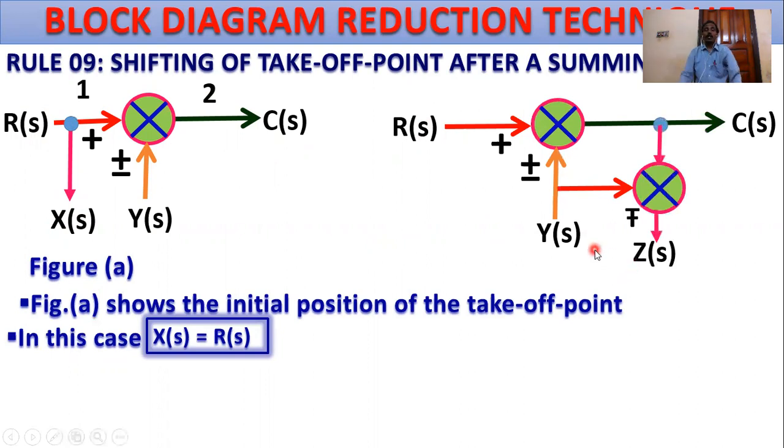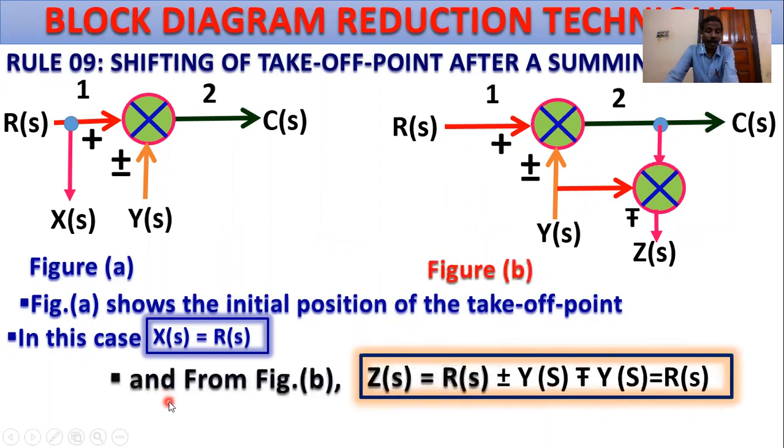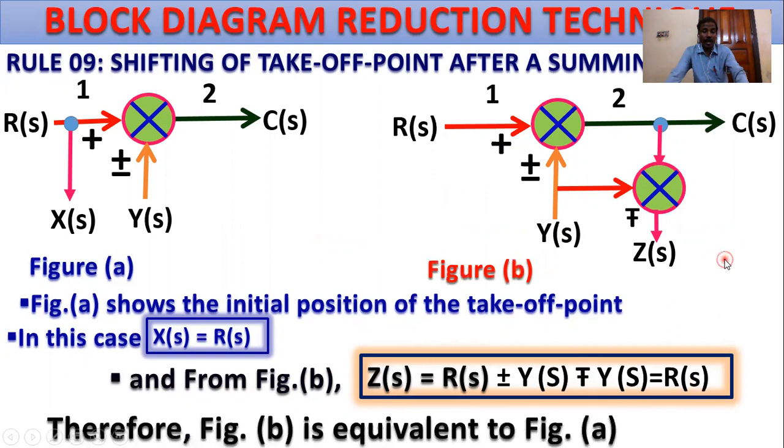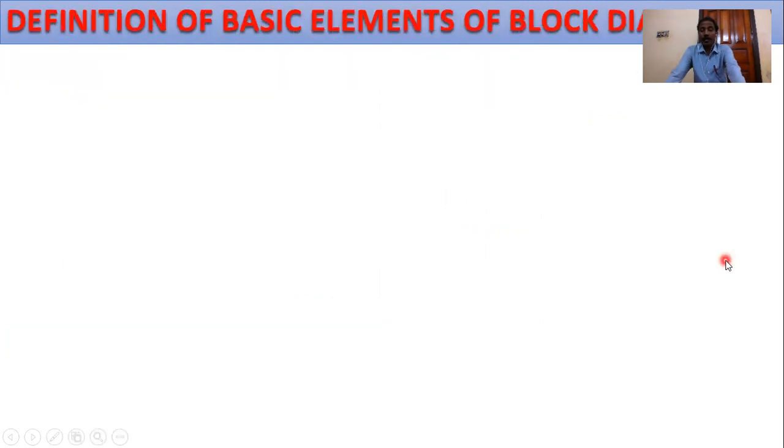Z(S). And what is the Z(S)? Z(S) equals to what? Z(S) equals this output plus this output. This is the R(S) plus minus or minus plus Y(S). And from figure B, Z(S) equals R(S) plus minus Y(S), minus plus Y(S), only R(S). So figure A and figure B are equivalent.